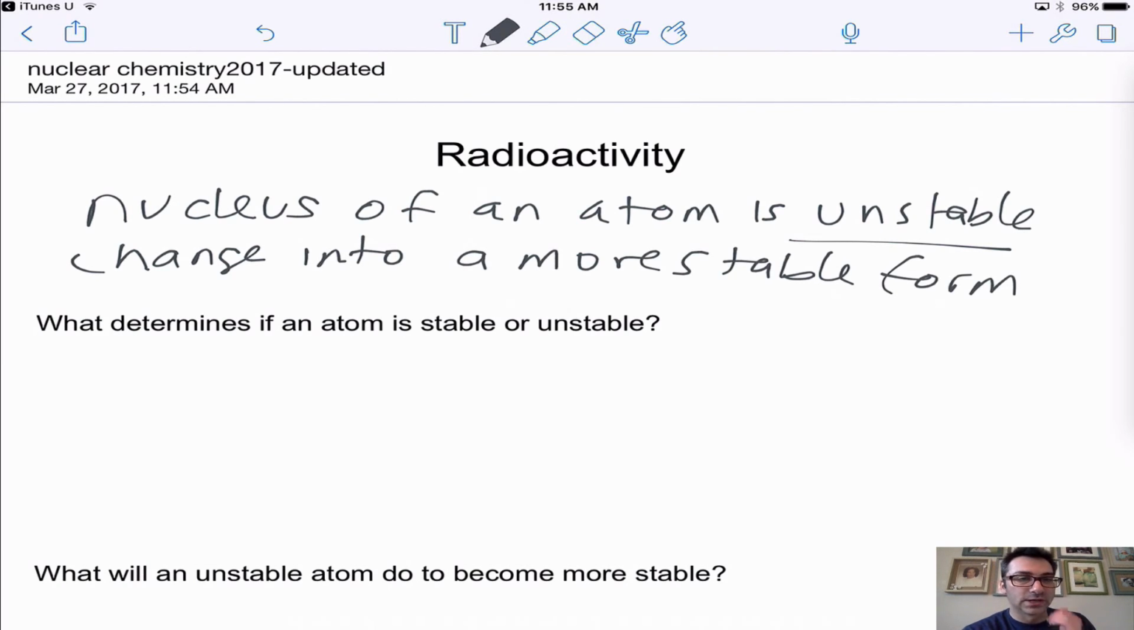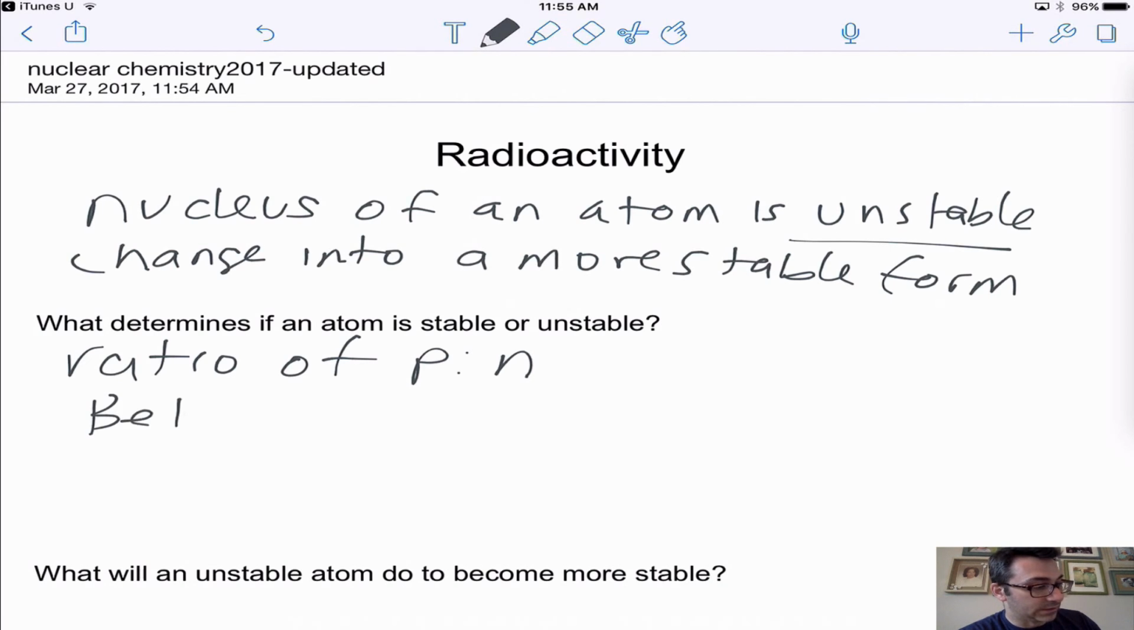Now that seems pretty general. What determines if the atom is actually stable or unstable? Well, what determines it is the ratio of protons to neutrons, or neutrons to protons, either way. And what you'll see is that there is this range within the periodic table called the belt of stability. And I have a picture of that I'll show you. That will really tell you, well, is the atom going to be stable or radioactive, unstable?